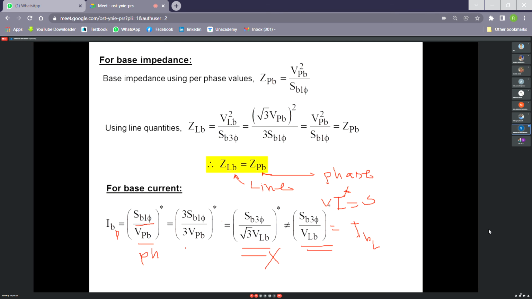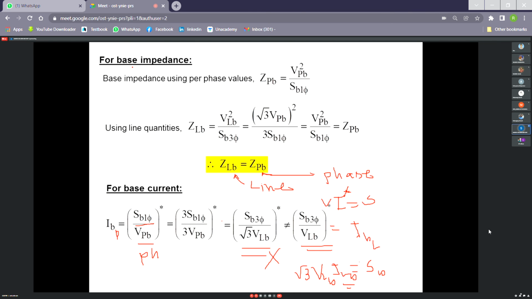For a three-phase system, we always calculate using root 3 VL IL equal to power S, not P. And why not conjugate? Because it's a base quantity, so the angle will not be there. If you give the conjugate, it will remain the same. So root 3 VLB ILB is the SB. Then it will give you the line current, not using this one. So for base current, we cannot use that.